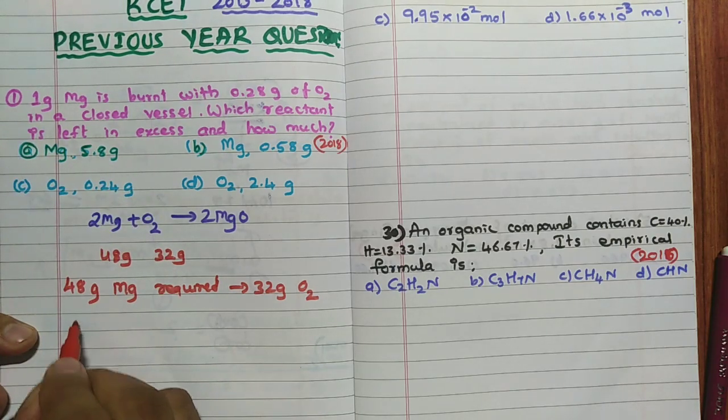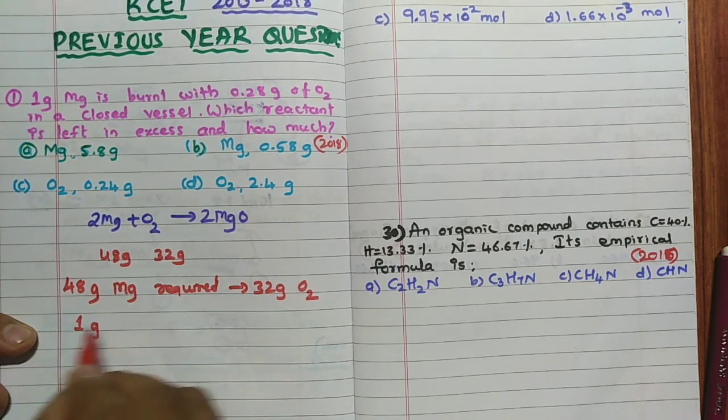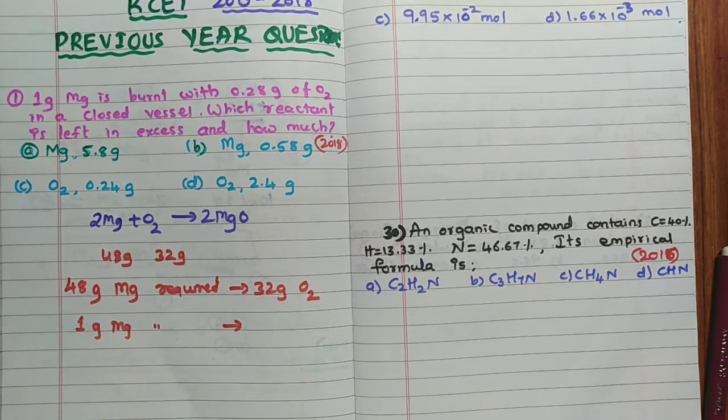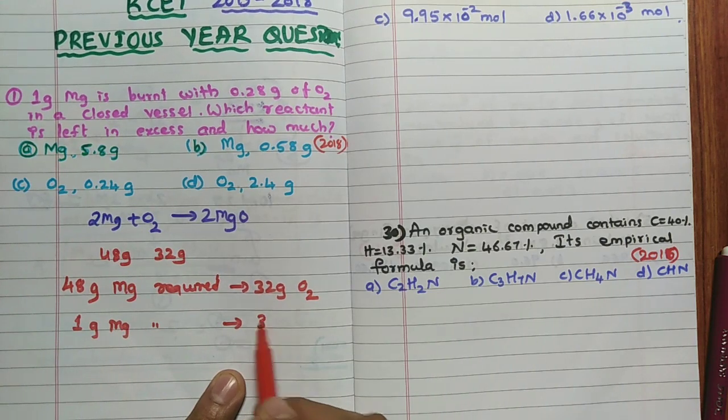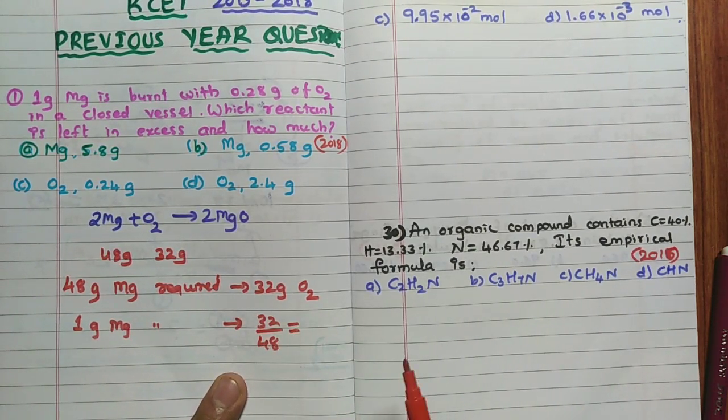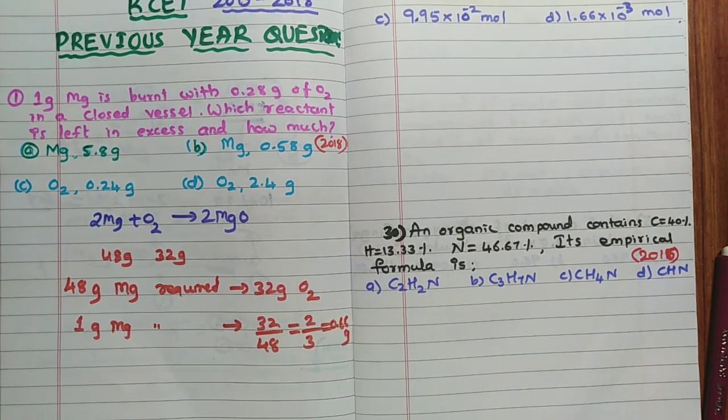So 1 gram of Mg requires how much, we calculate. 1 gram of Mg requires how much we will see. So what to do? 32 divided by 48. How much will you get? 2 by 3 you will get, correct? 2 by 3 is nothing but 0.66 gram.